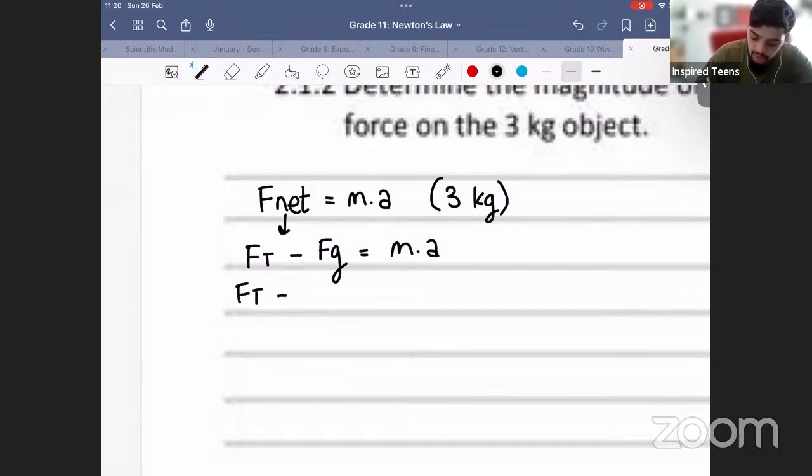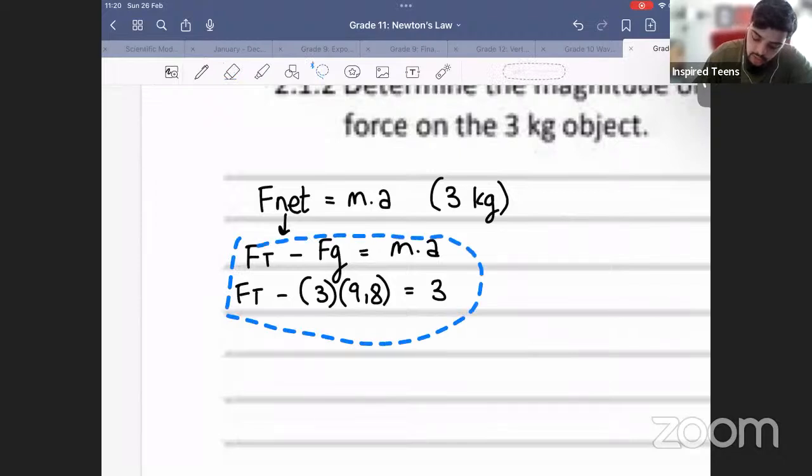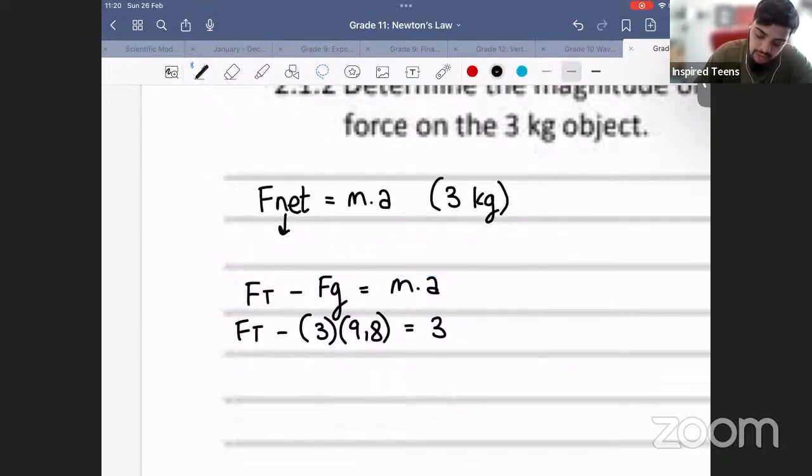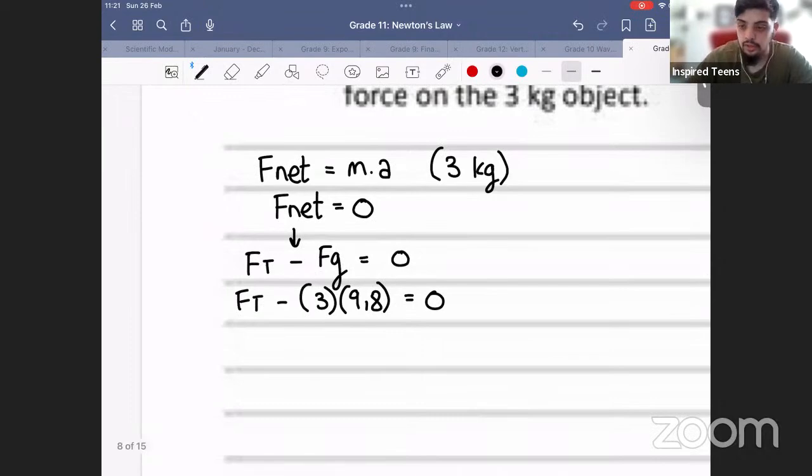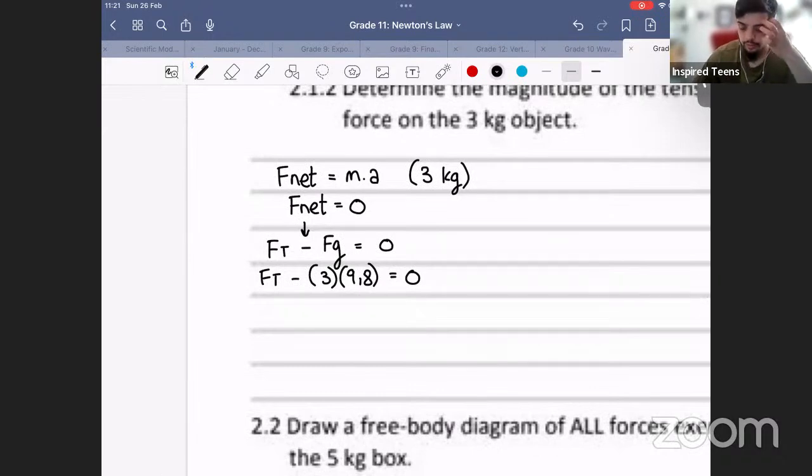Tension is unknown. Fg is mass times gravitational acceleration, which is basically 3 times 9,8. Oh, sorry, I'm forgetting. This is a constant velocity question. So in order to get your marks, you need to indicate that F net is equal to 0 because there's no acceleration. That's what we're doing right now, Newton's second law. Well, technically Newton's first law, but this helps with Newton's second law as well.